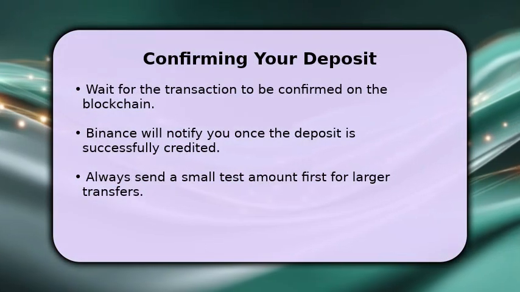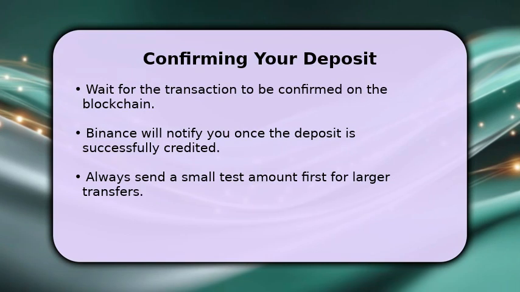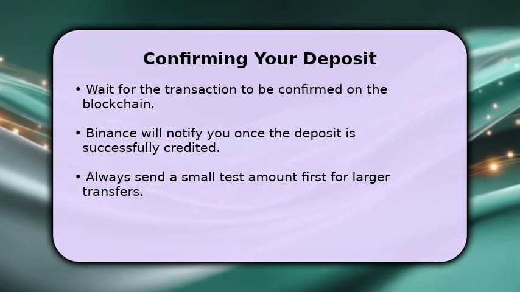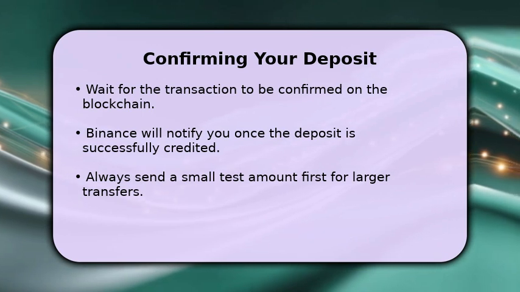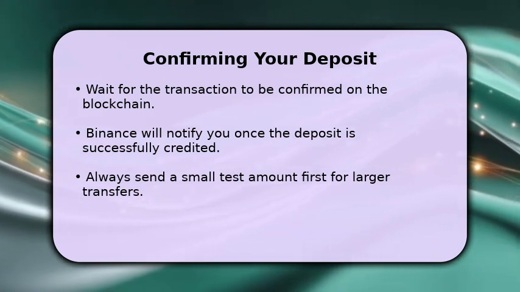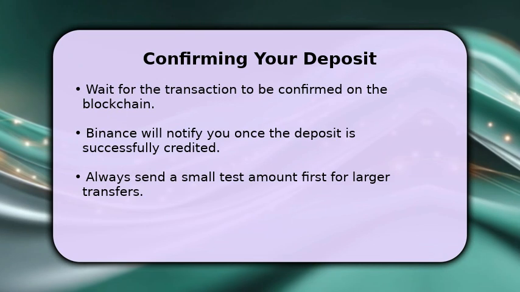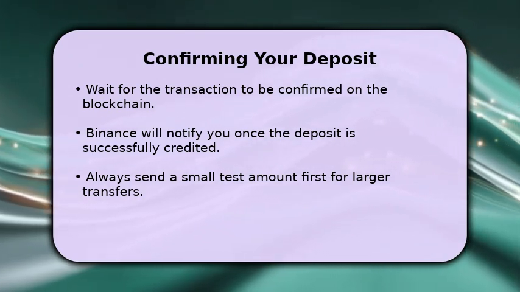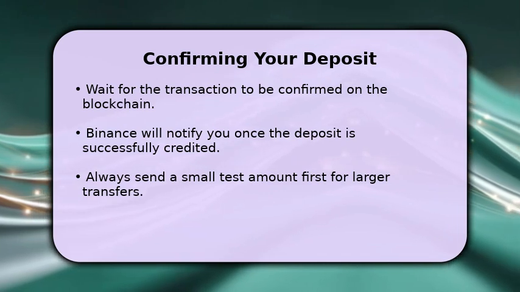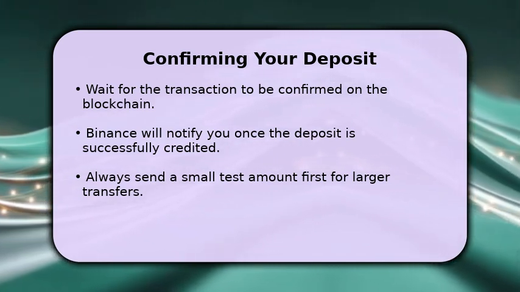After sending, your transaction will need to be confirmed on the blockchain, which can take a few minutes to several hours depending on the network congestion. Binance will notify you once the deposit is successfully credited to your account. For larger transfers, it's a wise practice to send a very small test amount first to ensure everything works correctly.